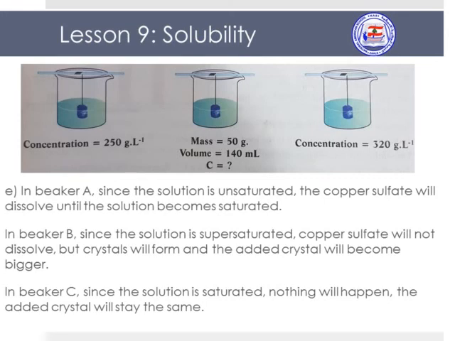In beaker B, we said that it is supersaturated, which means that if we add more copper sulfate, it will not dissolve, and the copper sulfate that is already dissolved will form crystals, which means that the drop of copper sulfate that we introduced will become bigger. And finally, in beaker C, since the solution is saturated, it means that we cannot add more solute. It will not dissolve, which means that the copper sulfate that we added will stay the same. It will not dissolve and it will not get bigger.